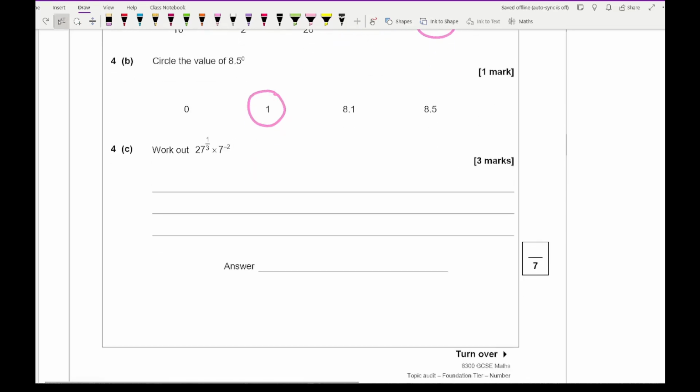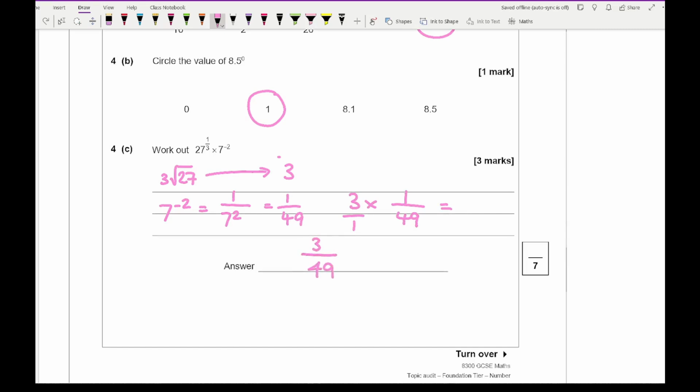Then for 4c, it says work out 27 to the power of a third times 7 to the power of minus 2. Now anything to the power of a third is the cube root, so it's the cube root of 27. And 7 to the power of minus 2, well, that's going to be the reciprocal of 7 squared. Now the cube root of 27 is 3, and 1 over 7 squared is 1 over 49. So it's going to be 3 times 1 over 49. If I convert 3 into a fraction, it then gives me the correct answer of 3 over 49.